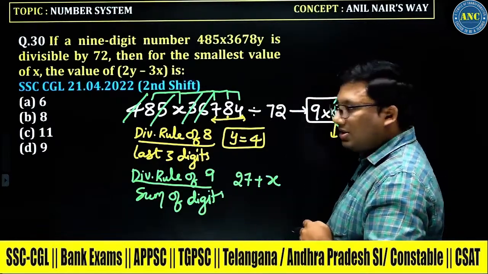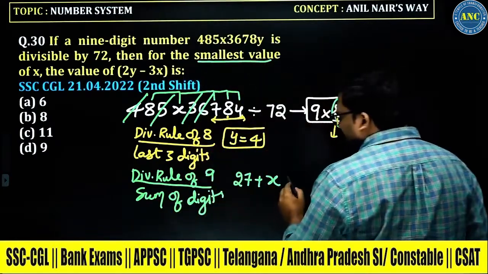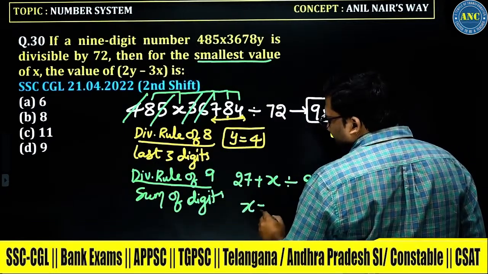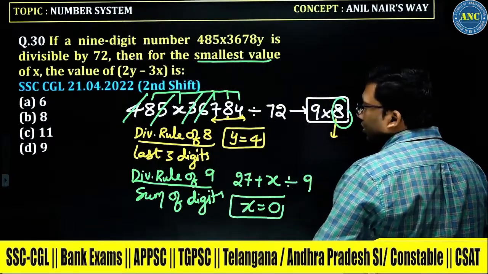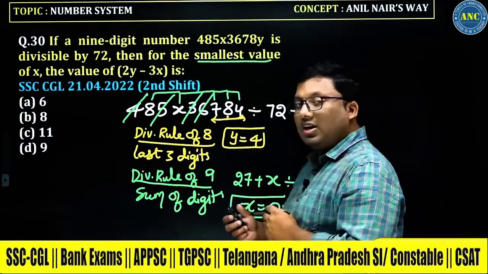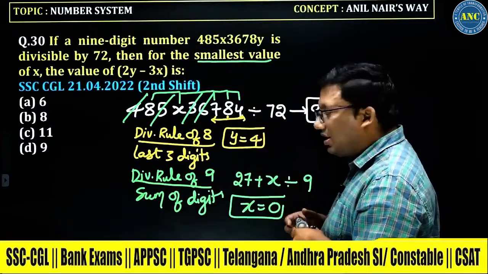He is asking for the smallest value of x, such that this should be divisible by 9. 27 plus x divisible by 9. That means the x value is 0. If x is 0, because 27 itself is divisible by 9, so x can be 0.